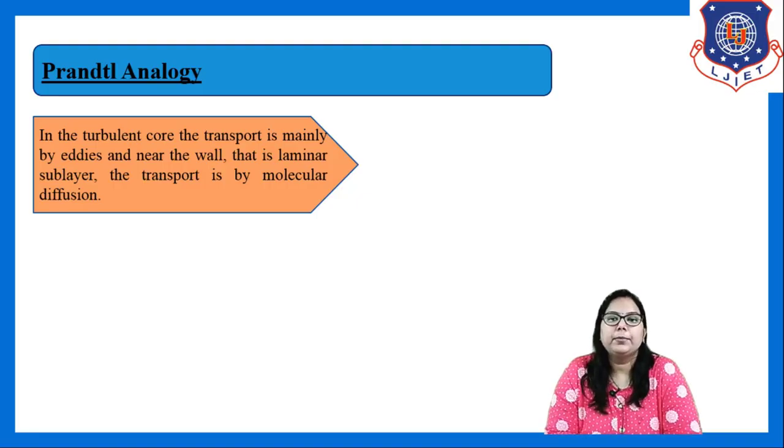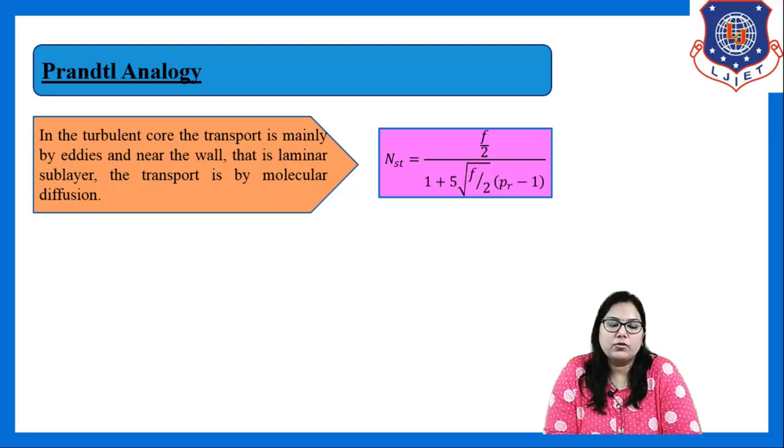From that, Prandtl created an analogy equation: NSt is equal to f/2 divided by 1 + 5 √(f/2) × (Pr − 1), where Pr is the Prandtl number. This is the empirical analogy equation, so you have to remember this equation directly. So this is the Prandtl analogy.